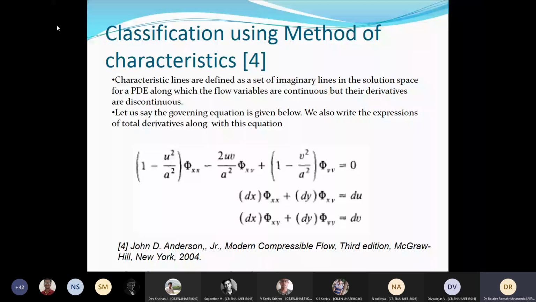And we define something called characteristic lines because the definition will help us later. So we define that they are imaginary lines in the space. They don't exist. You cannot really see them, cannot catch them or feel them. In the solution space for a PDE, any PDE, along which the flow variables are continuous, but their derivatives are discontinuous.